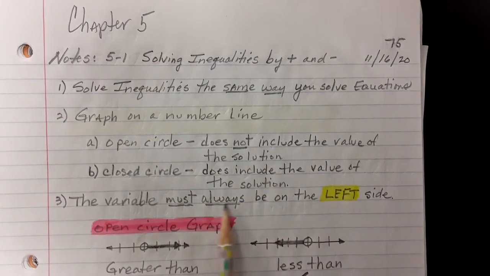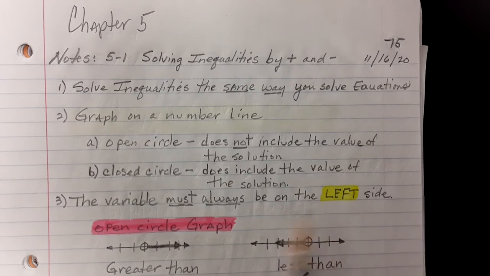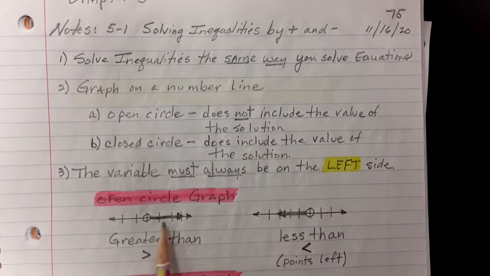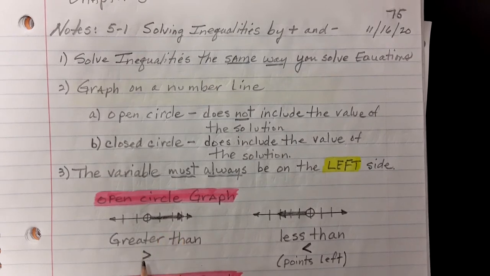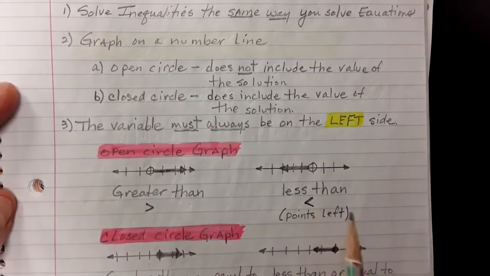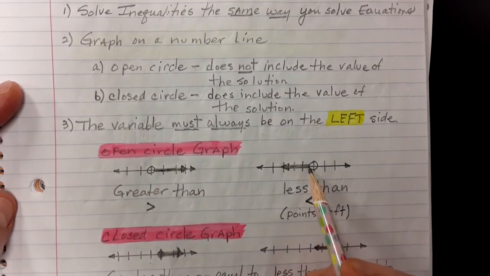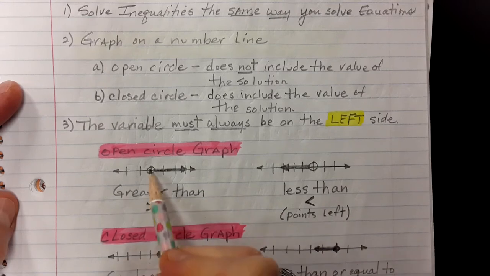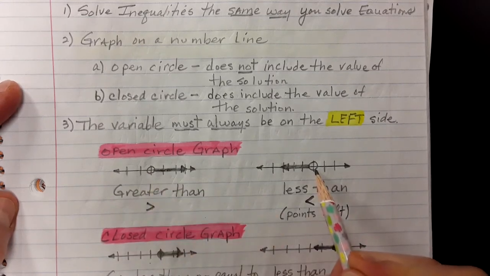The variable must always be on the left side in order to graph something like this. If you have an open circle graph, that means it's greater than, so the arrow points to the right like the greater than symbol. If you have a less than, you have an open circle and an arrow pointing left, just like the less than symbol points left. Open circle doesn't include that point.